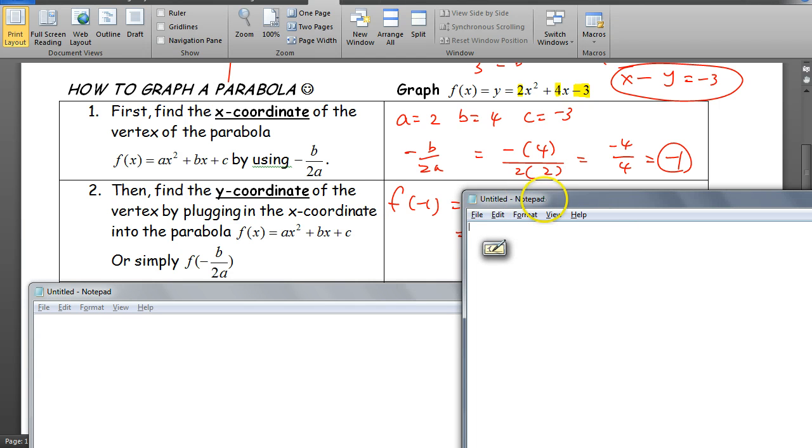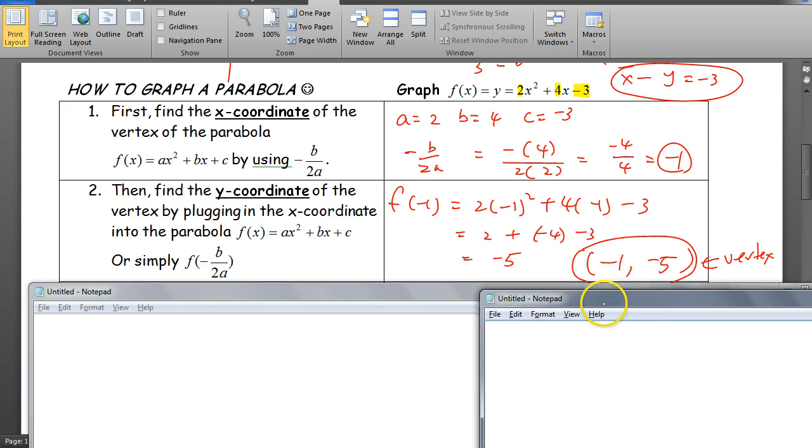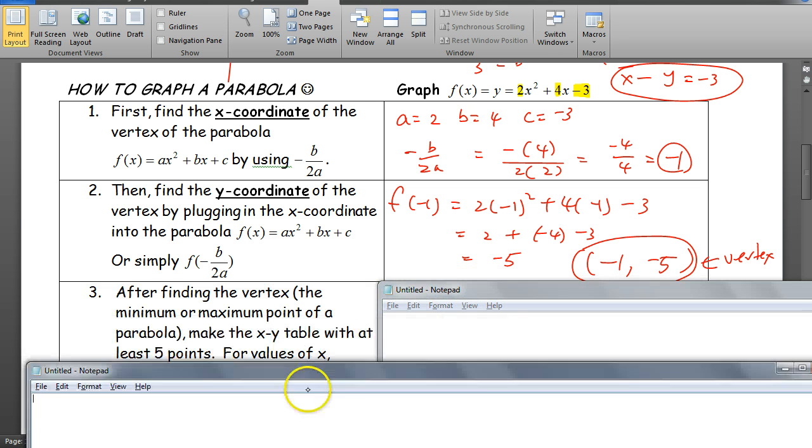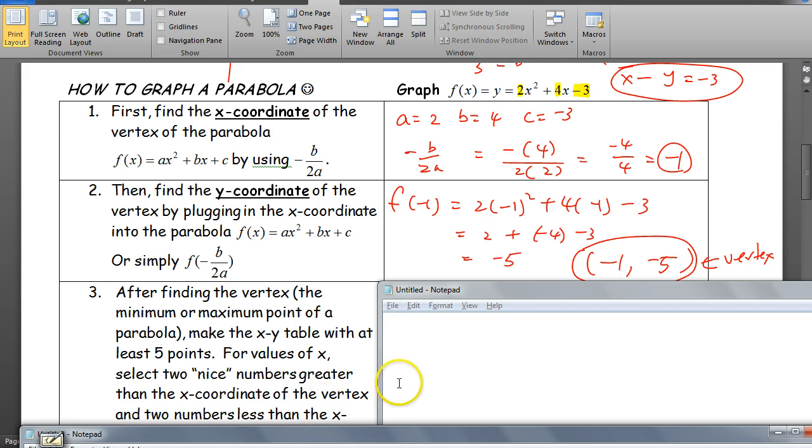-1. When you plug in -1, you got -5. That's correct. So that's your vertex: -1, -5. Easy enough? Okay, so now that we have this, what do they tell us to do next? Of course, we need to find the nice values of x.